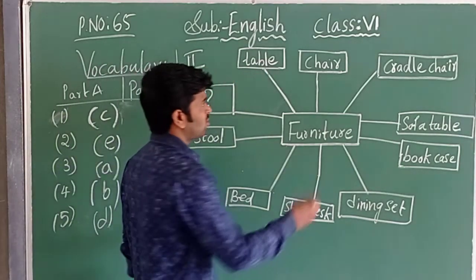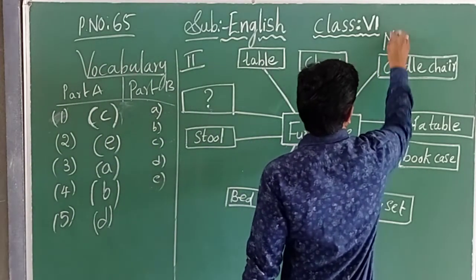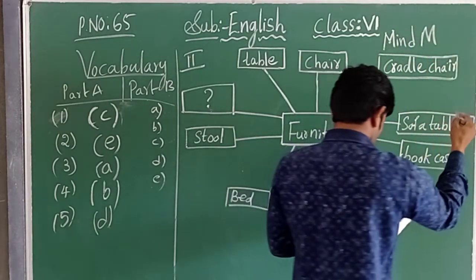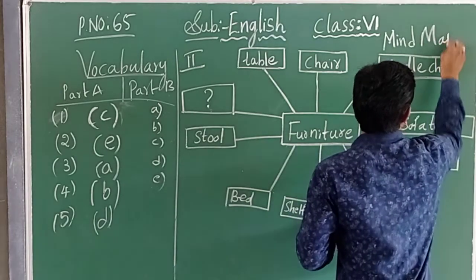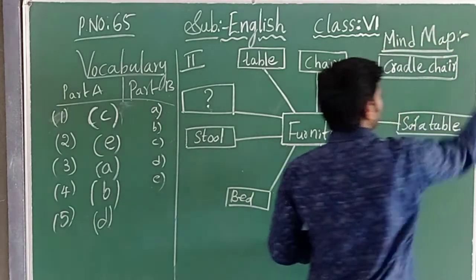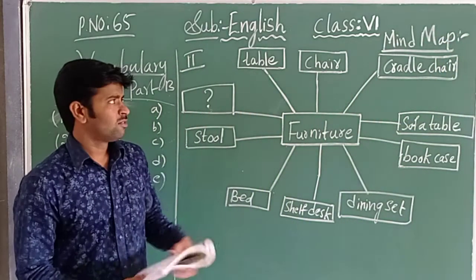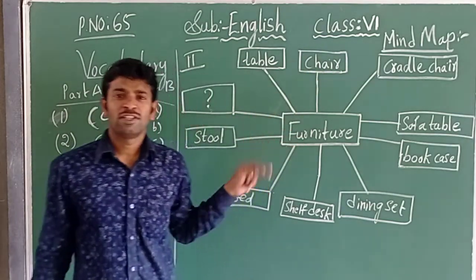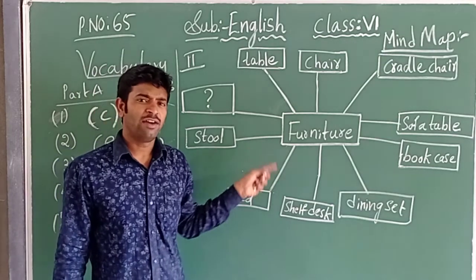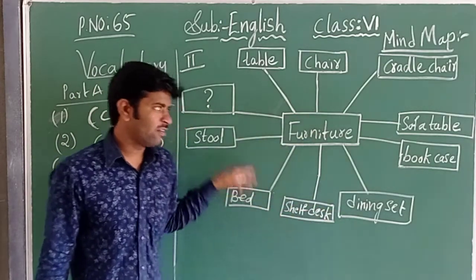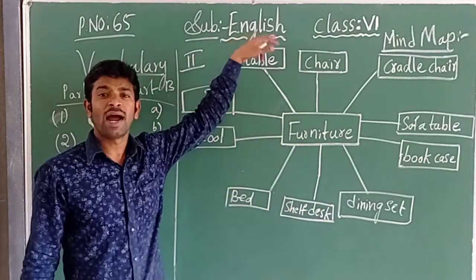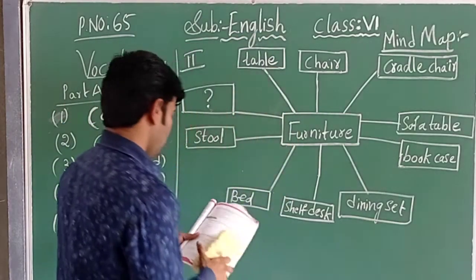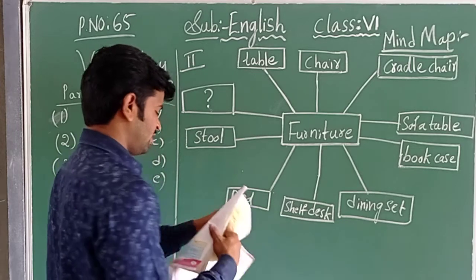This is the mind mapping. What is this called? Mind mapping, children, or mind map also we can say. This is the mind map, children. So this mind map is dealing with what? With the furniture. Which type of things are made with wood? That many things I have written on the blackboard. This is the mind map, children. Now next one.